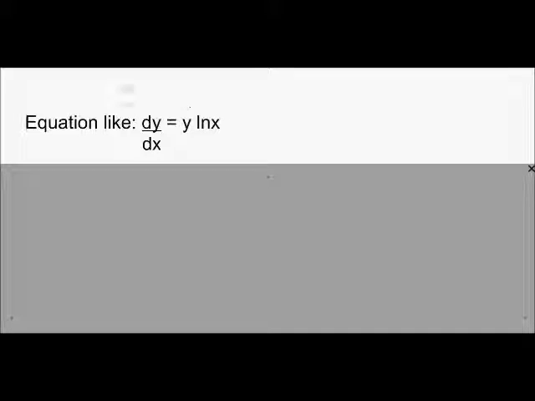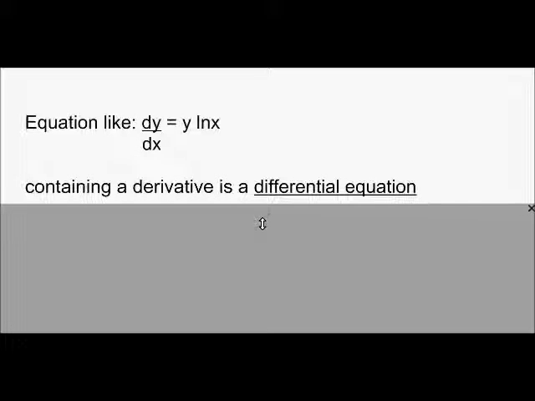Okay, so first off, you can see if we have an equation such as dy dx equals y times ln x, this is called a differential equation because it contains a derivative. Your derivative might not be dy dx, but anything like this with a derivative is a differential equation. That is the definition.